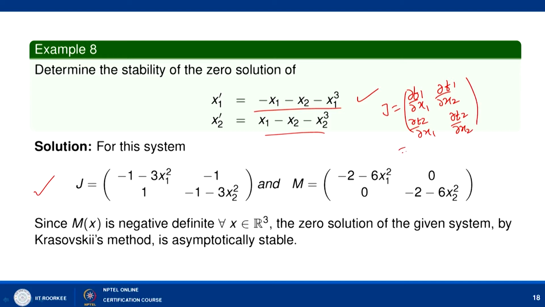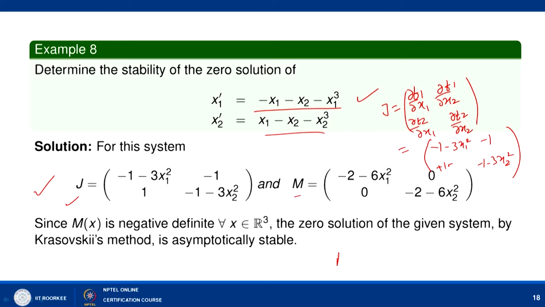So, we can find out ∂F1/∂x1, which is minus 1 minus 3 x1 squared. ∂F1/∂x2 is minus 1 minus, so it is ∂x2/∂x1. So, it is 1 only. So, this is 1 here, that is all, no other thing, and here it is minus 1 minus 3 x2 squared. So, that is what we have written here.